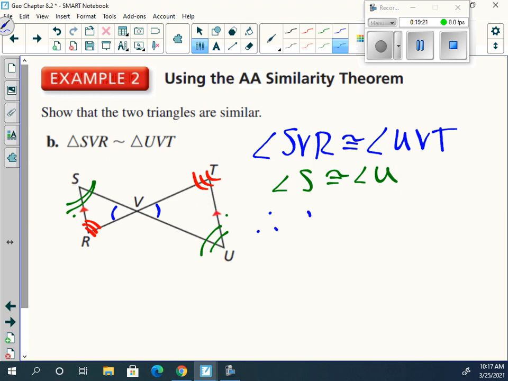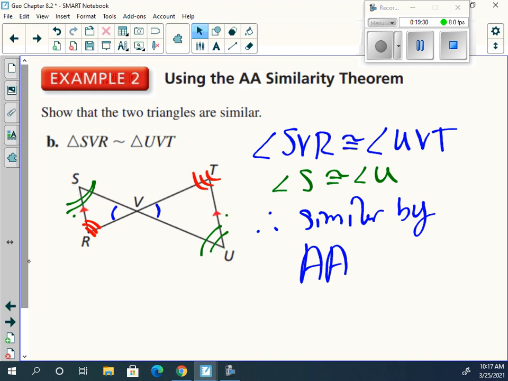Thus, similar by angle. And if you're wondering, yes, those 3 dots mean thus. Any questions on any of this here?